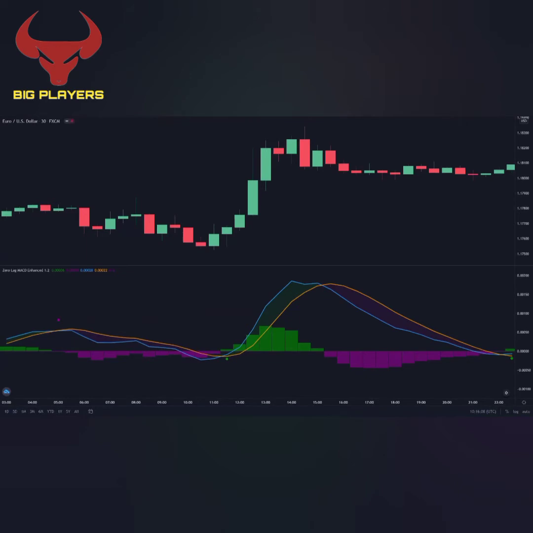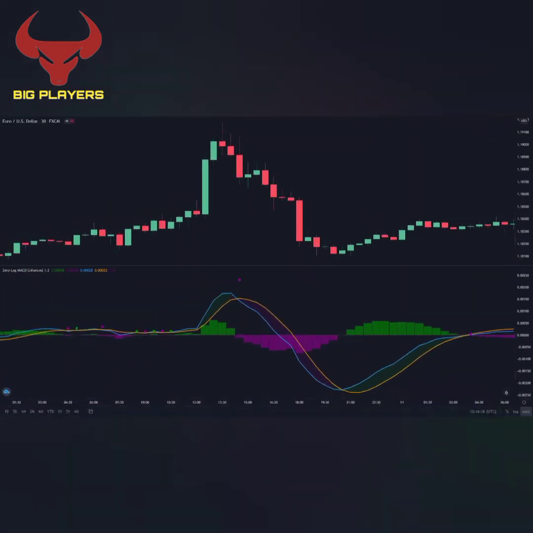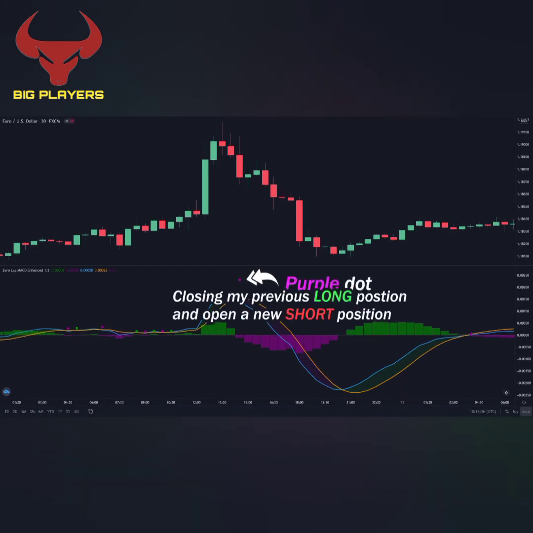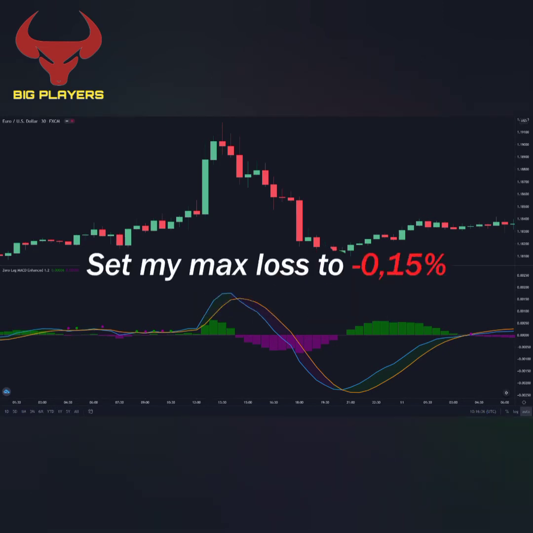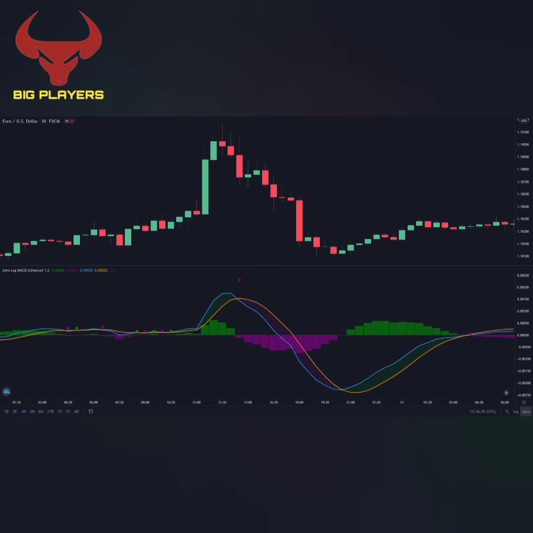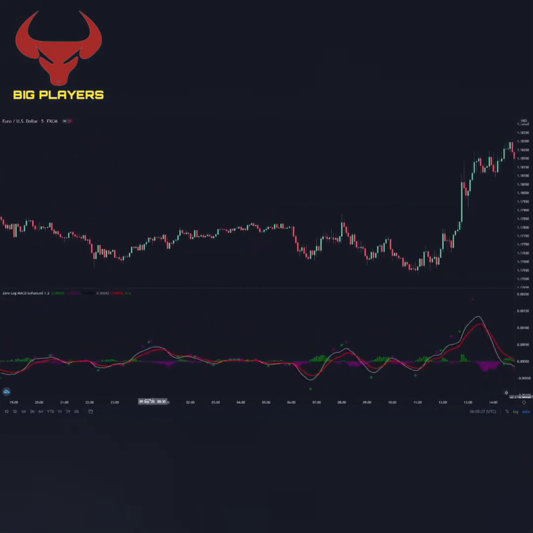So here's how I'm going to backtest this indicator. If a green dot appears, it means I'm closing my previous short position and opening a new long position. And if a purple dot appears, it means I'm closing my previous long position and opening a new short position. However, I will set my max loss to only 15 pips, which means if a trade reaches minus 15 pips, I will close the trade automatically and wait for a new signal to appear, so our loss will never exceed 15 pips. So now that you know the rules, let's get on with the backtest.